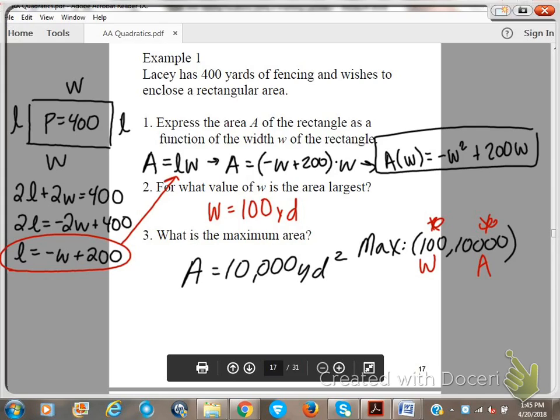So how'd you get that 100 and 10,000? The calculator found it for us. The 100? The second trace 4, find the maximum. Yeah, isn't that what you got? So that's how you get it.